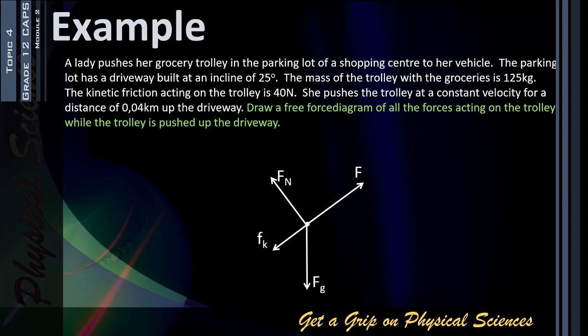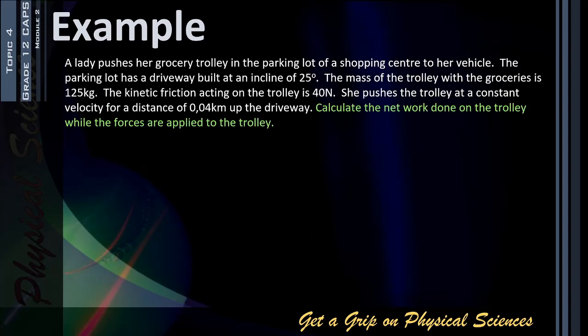The directions of these arrows are important, as well as the labels that you use. In this case, we have an applied force, we have a normal force which is perpendicular to the incline, we have kinetic friction, and gravity. Calculate the net work done on the trolley while the forces are applied to the trolley. So if we look at the free force diagram, there are 2 forces that can do work on the trolley. It's the applied force and kinetic friction.